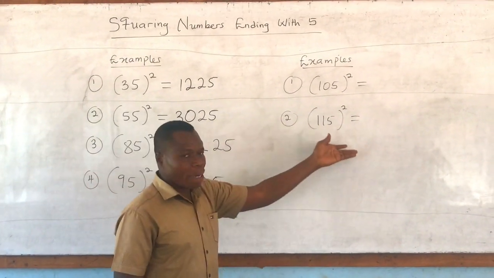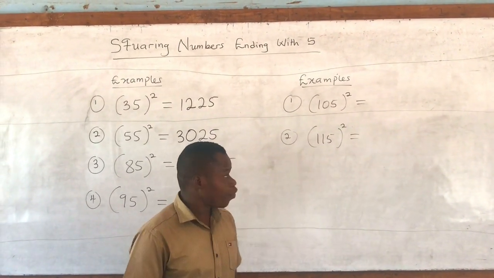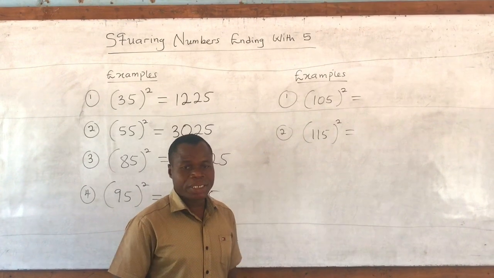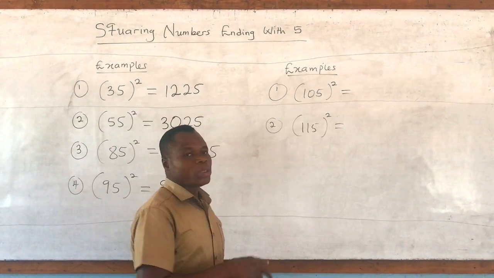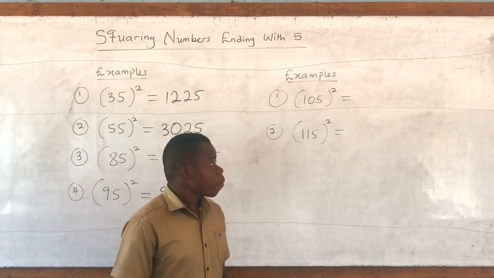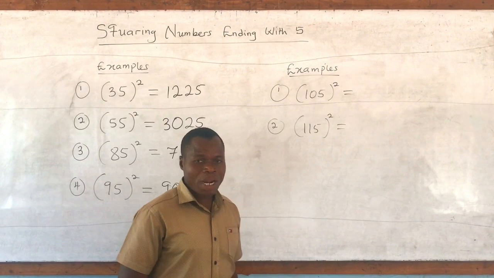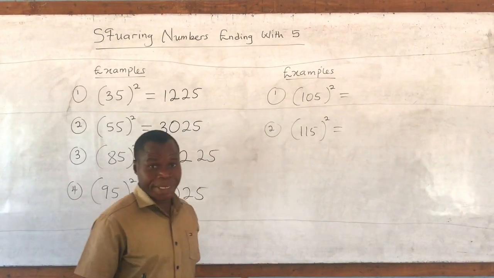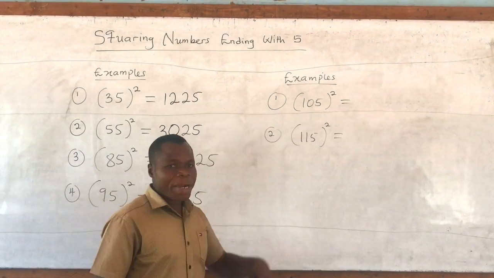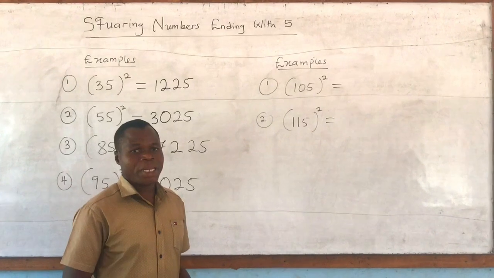Now, let's move to these examples. This time I will have 3-digit numbers ending with 5. And the procedure is still the same thing. Just that these particular examples will be taking 2 digits into consideration. I mean the first 2 digits. So if I have 105 squared, I will take the first 2 digits. And the first 2 digits is 1 and 0, making it 10. So what number comes after 10? It is 11. So I will multiply 10 and 11.